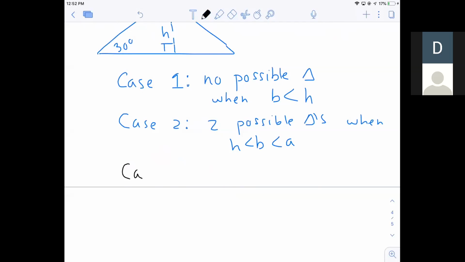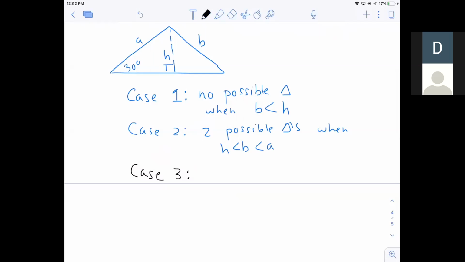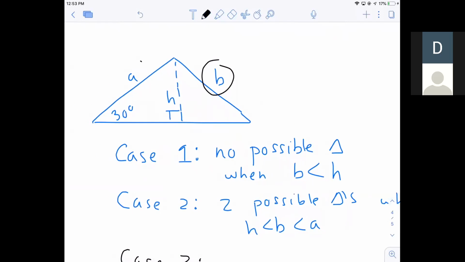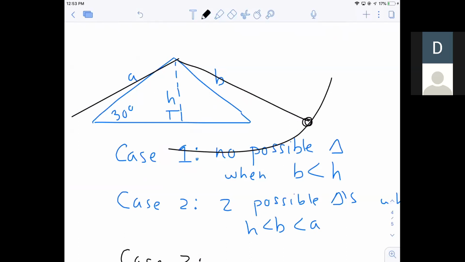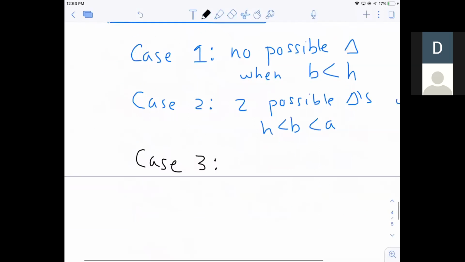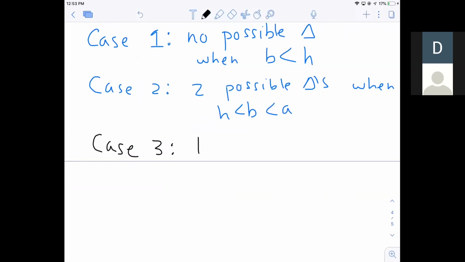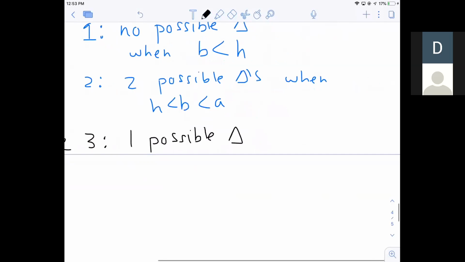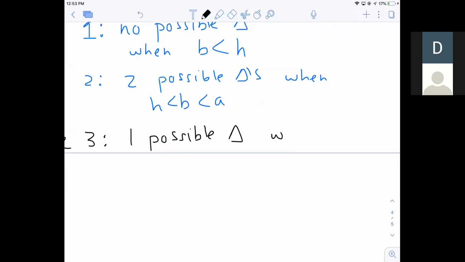All right, and lastly, we have case 3. Case 3 is what I gave you every time the first day we did law of sines, right? And that is when B is longer than H. If B is longer than H, well, there's only one possible triangle, because if you try to draw it on the other side, if you try to swing it around, right, it's going to fall outside of the triangle now. So case 3 is we have one possible triangle, and that is when B is greater than A.